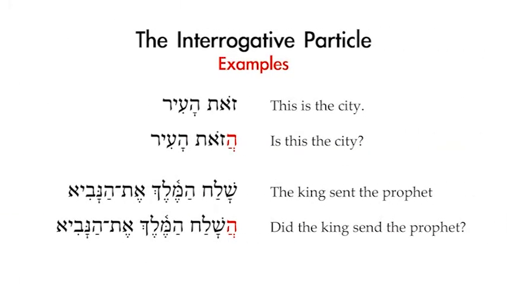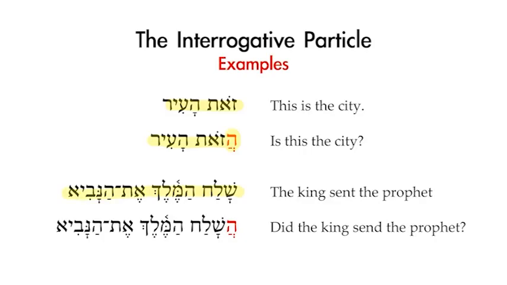In our first example, we have the statement zot ha'ir, this is the city. You can see that in the second example, we've prefixed the interrogative particle to zot. This changes the statement into a question. So now we will translate hazot ha'ir as, is this the city? You can think of the interrogative particle as the equivalent of the English question mark.